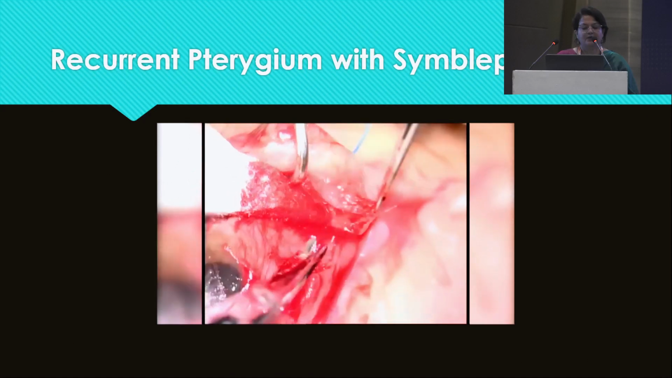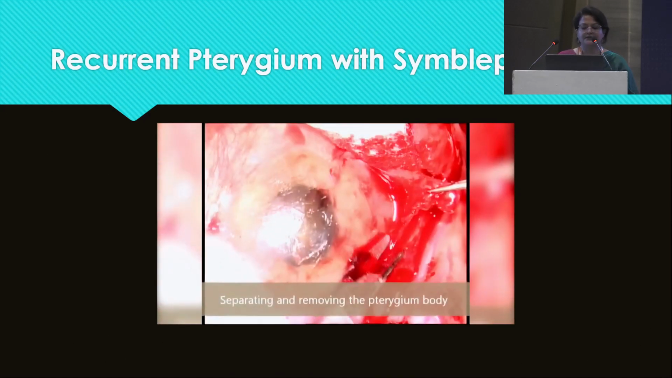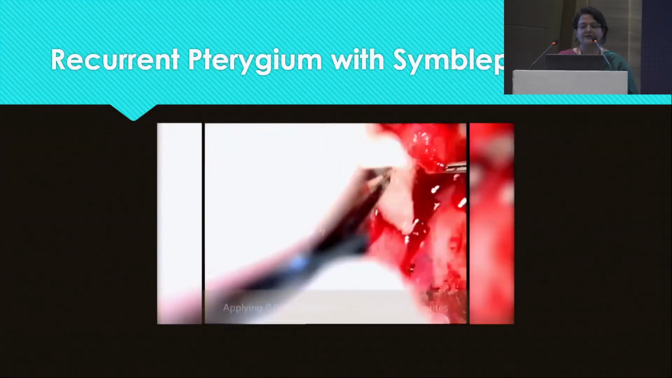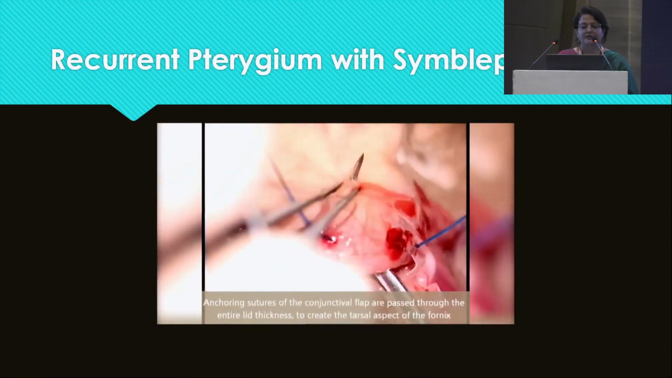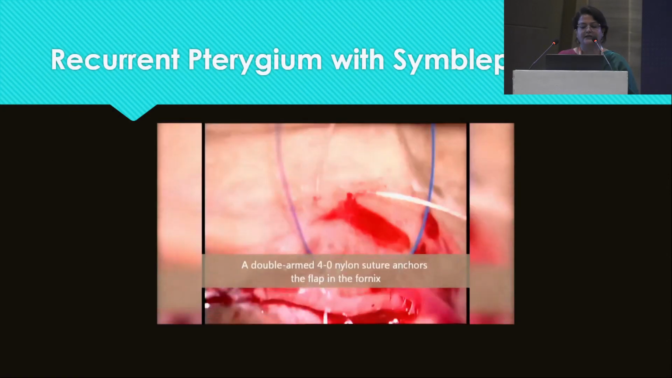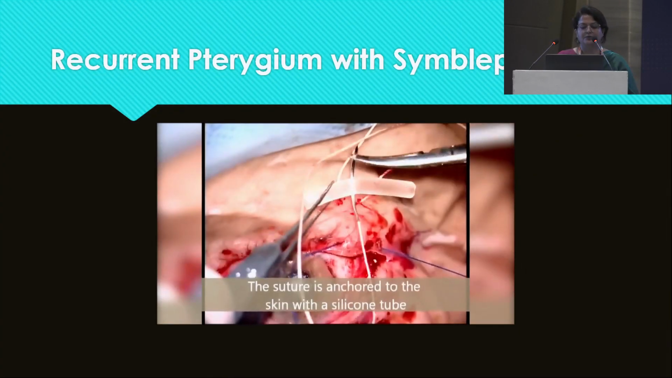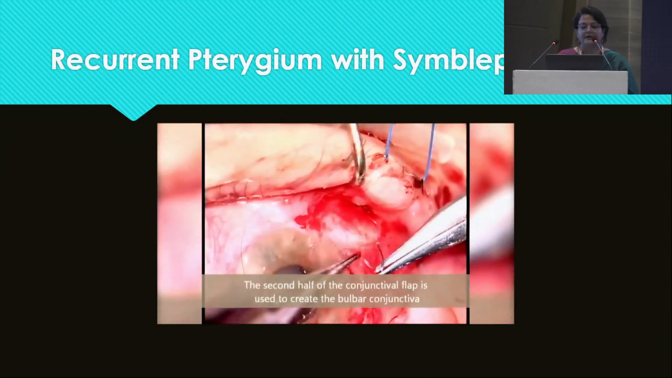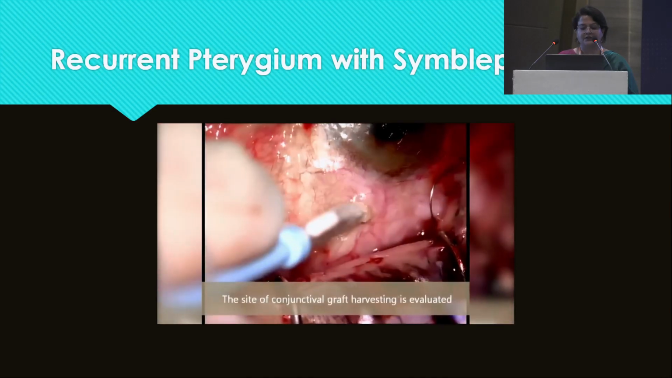The symblepharon is dissected, the bulbar conjunctiva is tucked back into the fornix and sutured. Then fornix formation is done with bolsters. Here Vicryl is being used to form the fornix, and then it is stabilized with a tube, giving a bolster to make the fornix deep. Then the reduced bed of the sclera after suturing is measured.